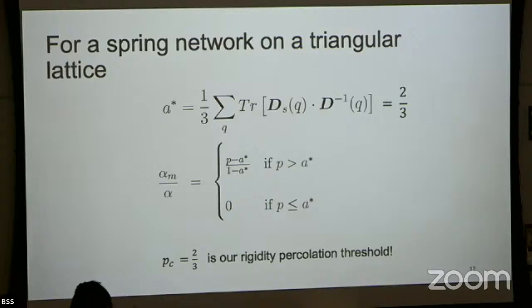For a spring network, A star will always correspond to PC. But when you have a semi-flexible network, we will see that it's a little bit more complicated. This is going to be true even if you had a square lattice. What is going to be different for a square lattice? This equation will be true for a square lattice or a Kagome lattice, whatever lattice, right? What is going to be different is A star itself, because remember, A star depends on the geometry of the lattice.